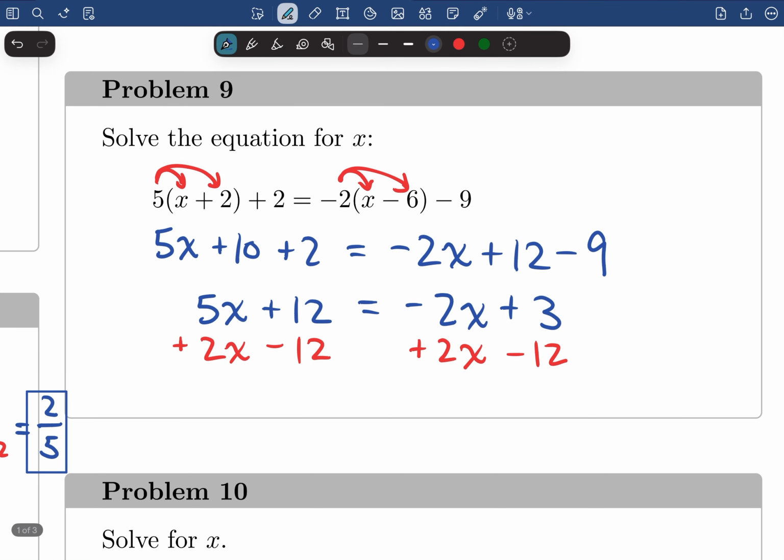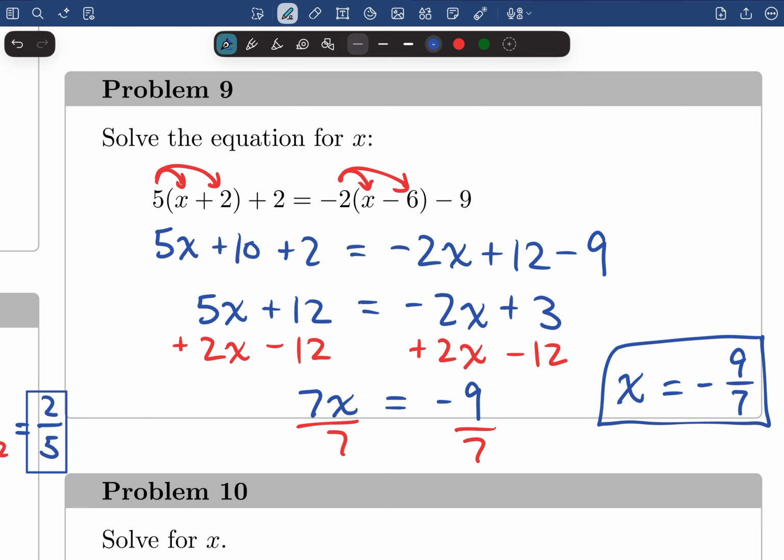So 5x plus 2x is 7x. And that equals 3 minus 12, which is negative 9. And then I'm going to divide by 7 to finish. And I find my final answer is x equals negative 9/7.